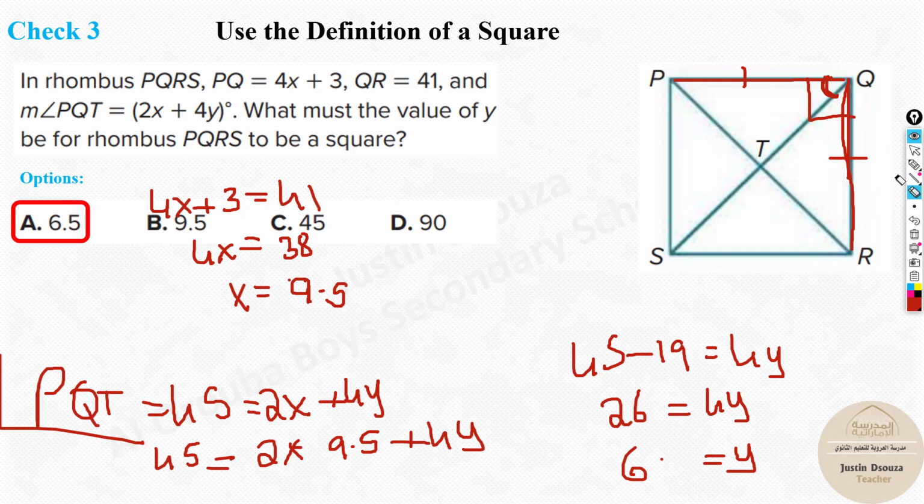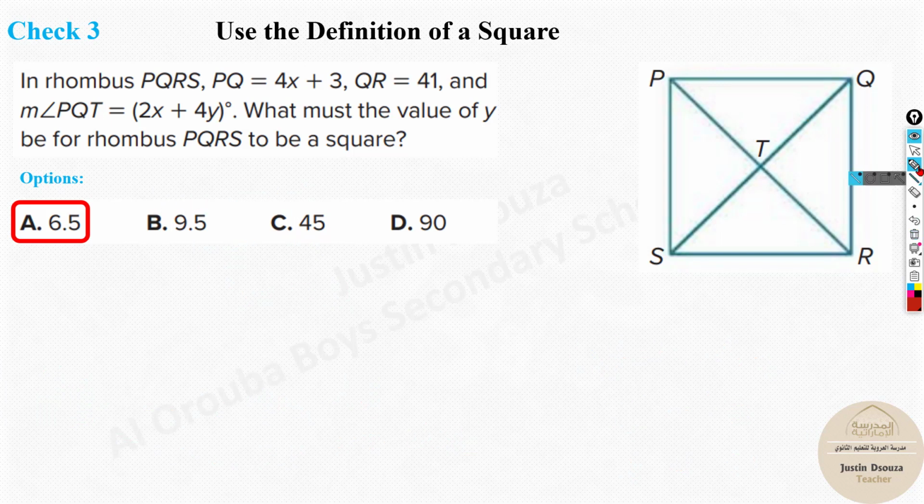So what we do, we first have to equate these both and find the x value, and then substitute the x value in the angle value. But the angle is not given. We have been told it's a square. So a square's angles are always 90 degrees, but half of that is 45, and equate it and solve it to get 6.5. That is how we solve it.